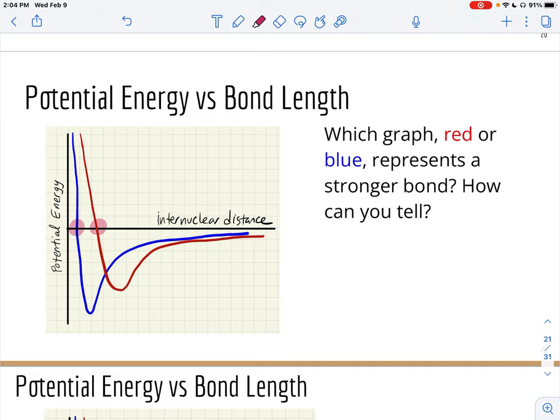Well, incorrect. These spots right here are the bond length. Sorry. So you go from the bottom of the curve to right here. So that means the blue one has a shorter bond length than the red one. And we said that the shorter the bond length, the stronger the bond is going to be in general. So the blue one here is going to be the stronger bond because it has a shorter bond length.